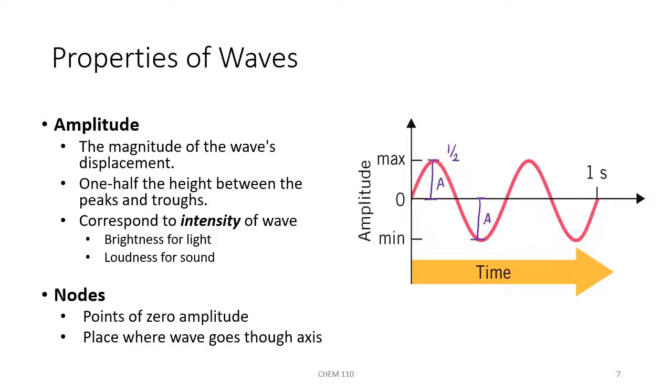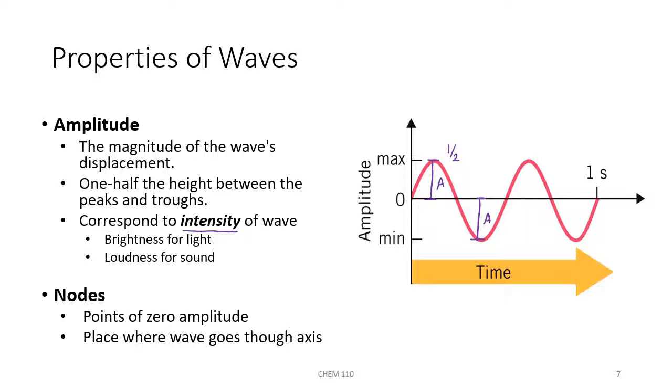The amplitude of a wave corresponds to the intensity of that wave. And when we say intensity, for light we mean how bright that light is, or if it was a sound wave, the intensity would refer to how loud that sound is.